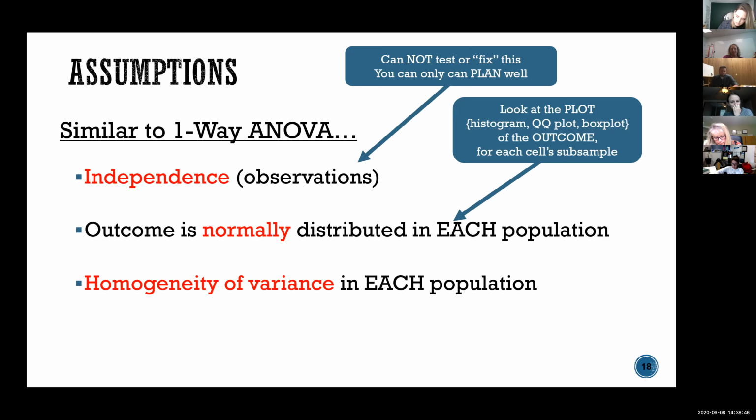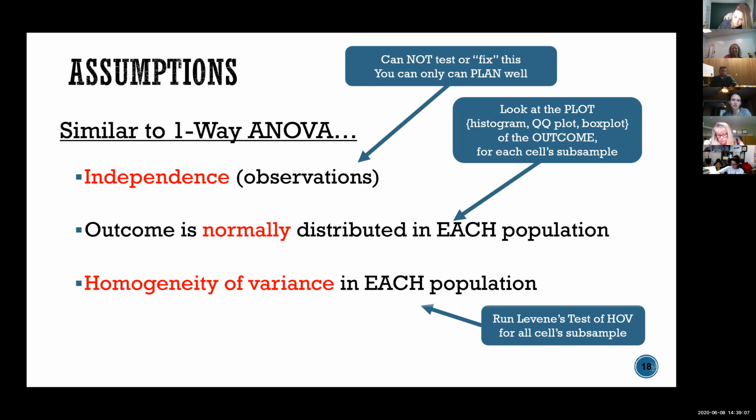How do we check for normality? Histogram, QQ plots. We could do side-by-side box plots. If we really want to get technical, we could use what test? Shapiro-Wilk. And the last one, homogeneity of variance. How do we check homogeneity of variance? Levene's test. How much new stuff here? What's the new idea today? Interactions. Mostly everything else is the same.